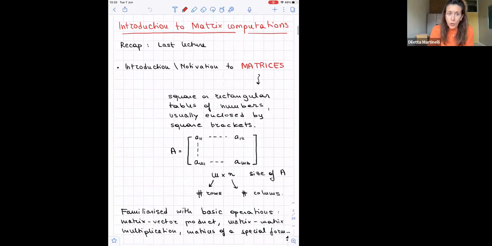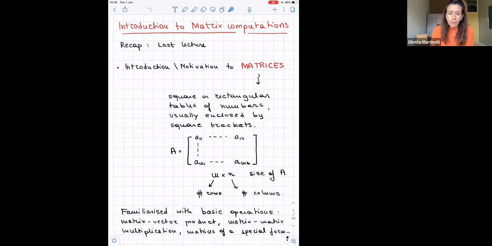So yesterday we saw an introduction and a motivation to matrices. We said that these are just square or rectangular tables of numbers that we usually enclose by square brackets. We say that we have the size of a matrix, that is the number of rows times the number of columns. So this is what we mean by size.